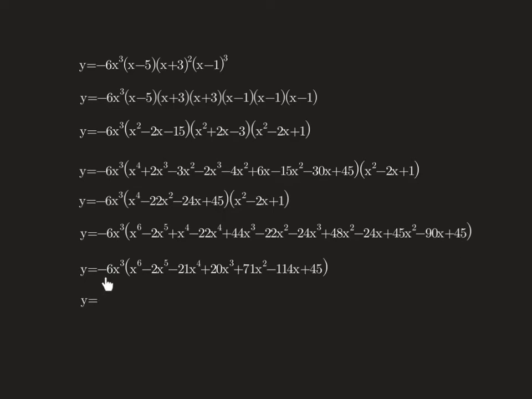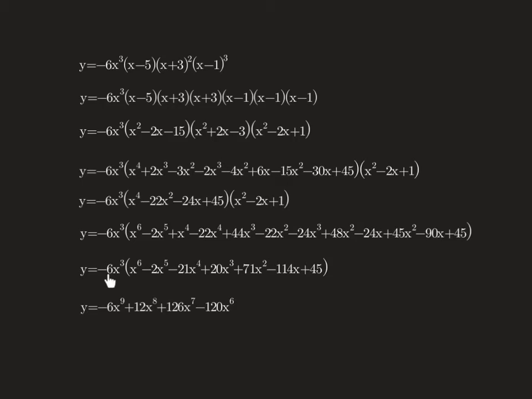All right, the last thing we have to do is this negative 6x cubed has to be multiplied by every single one of these terms. So negative 6x cubed times x to the 6. So you got negative 6x to the 9 plus 12x to the 8 plus 126x to the 7 minus 120x to the 6.